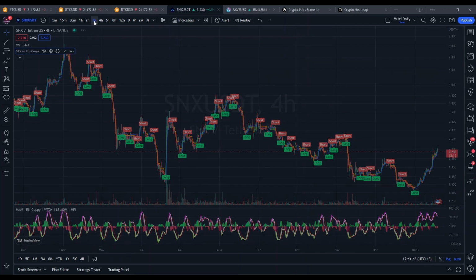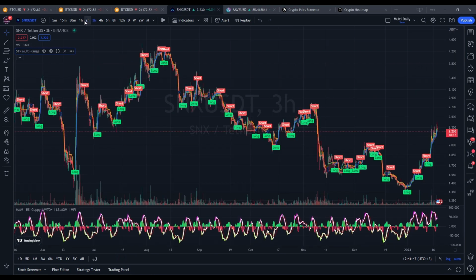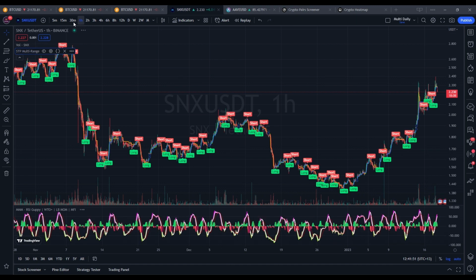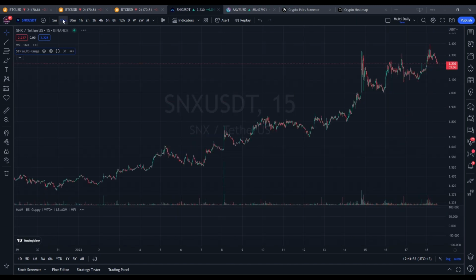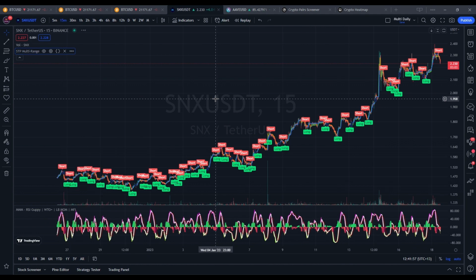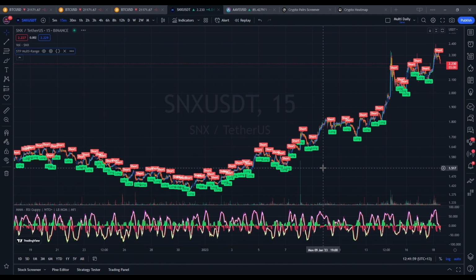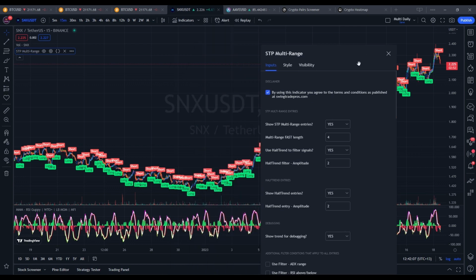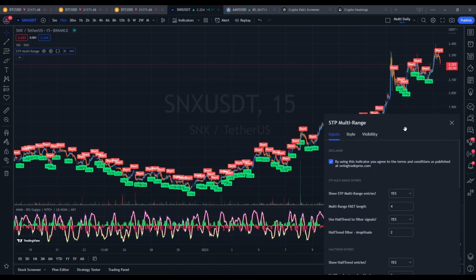Now as we drop down through a 3-hour chart, a 2-hour chart, hourly charts, 15-minute, you get a lot of trades. You're going to want to look at filtering some of these trades to go with the longer term trend when you're on a shorter time frame. Now, purely picking on synthetics today, but it is what it is.